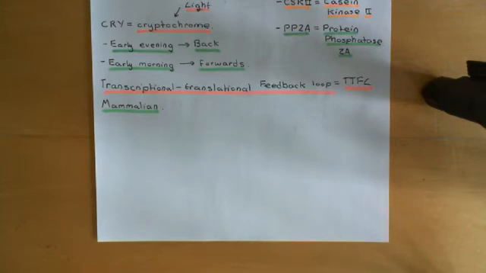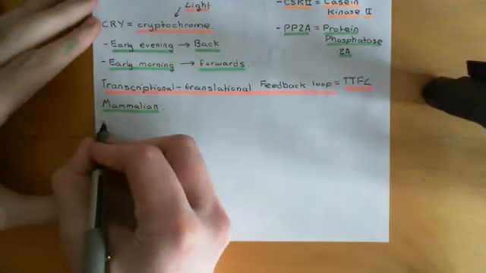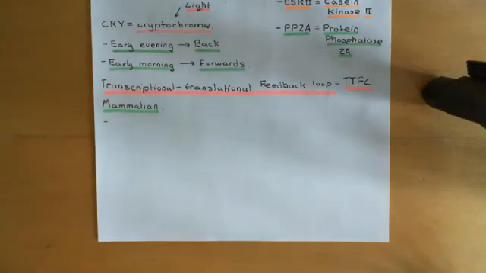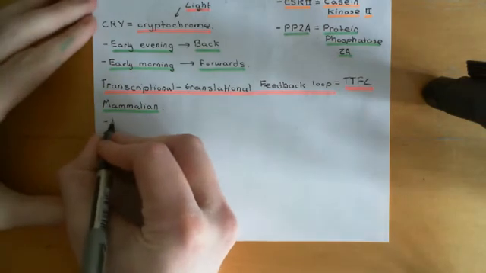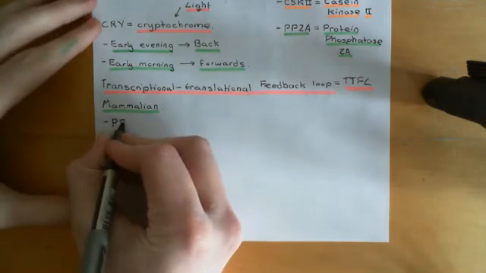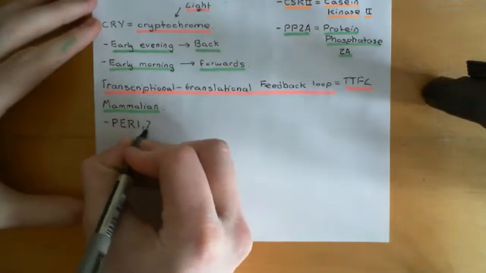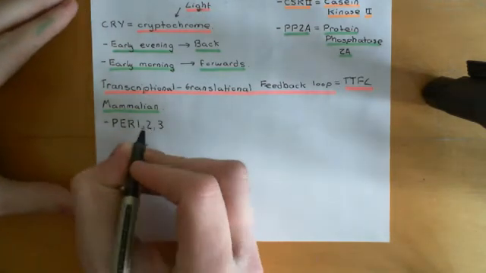Slightly more confusing. It turns out that in mammals we have multiple period proteins. Okay, so this is where things get a little bit more complicated. Basically, in mammals we don't just have one period protein, instead we have three different types of period protein, and they all seem to do the same thing. Okay, and these are quite simply called period 1, period 2, and period 3.